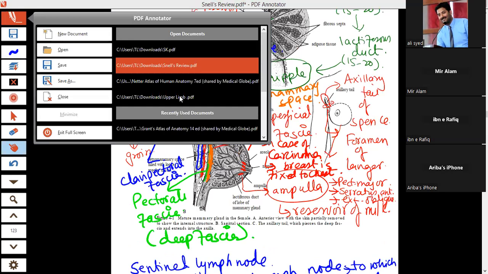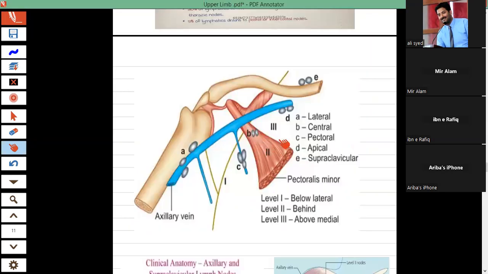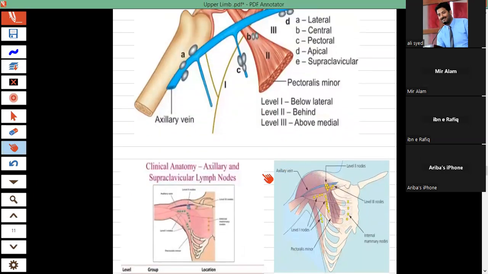Yes. Okay. So see here, these are your lymph nodes in relation to pectoralis minor muscle. Level 1 is lateral to pectoralis minor muscle. Level 2 is behind your pectoralis minor muscle. And medial is your level 3 lymph nodes. So these are very, very important for your breast cancer staging.